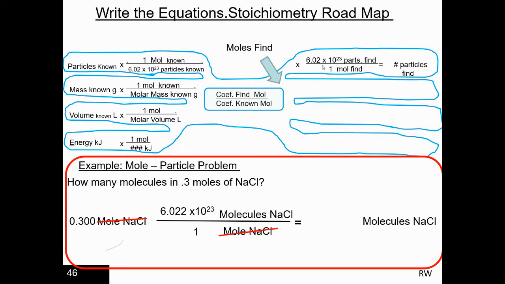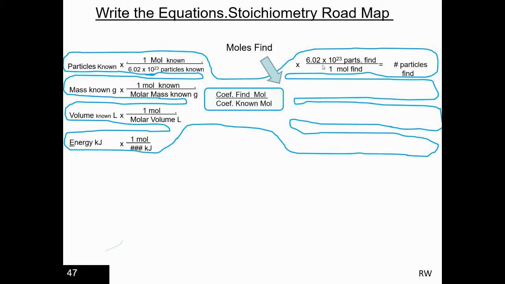All right, so do the math. Pause the tape, do the math, come back when you're ready. Okay, the answer is 1.81 times 10 to the 23rd units of sodium chloride.